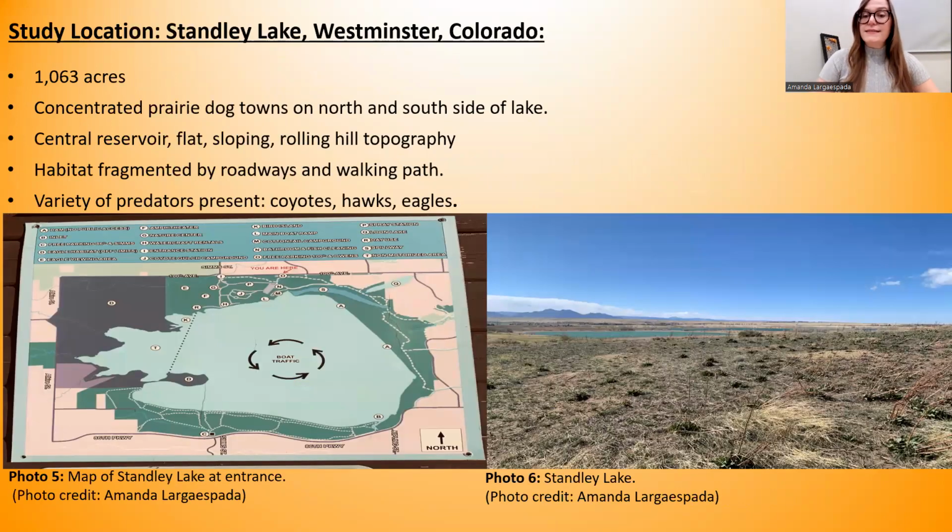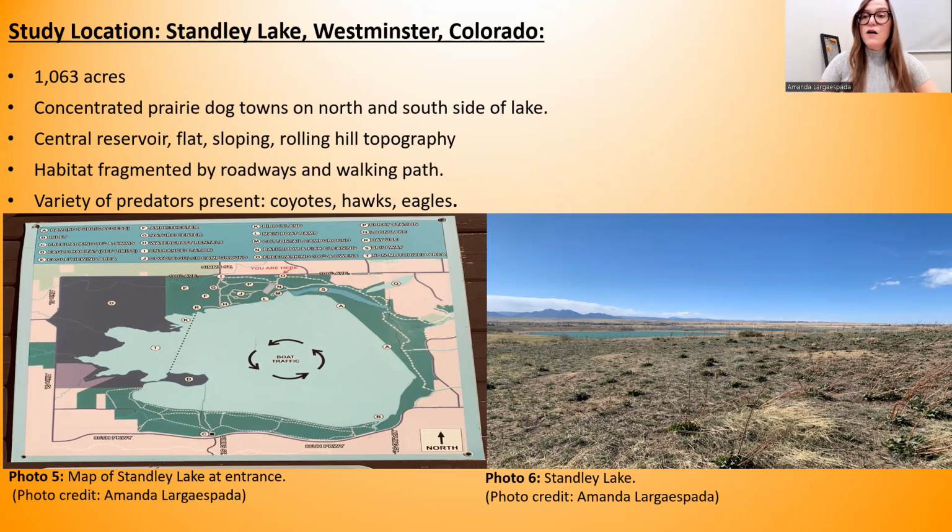For my study site, I selected Stanley Lake, which is located in Westminster, Colorado, which is about 10 miles outside of Denver, Colorado. The area is pretty urban, suburban. The Stanley Lake Park is approximately 1,000 acres, and there are concentrated prairie dog sites on both south and north of the lake. And there's a centralized lake or reservoir, as you see in photo 5 here of the map of the study site. And the site is fragmented pretty heavily by roadways.